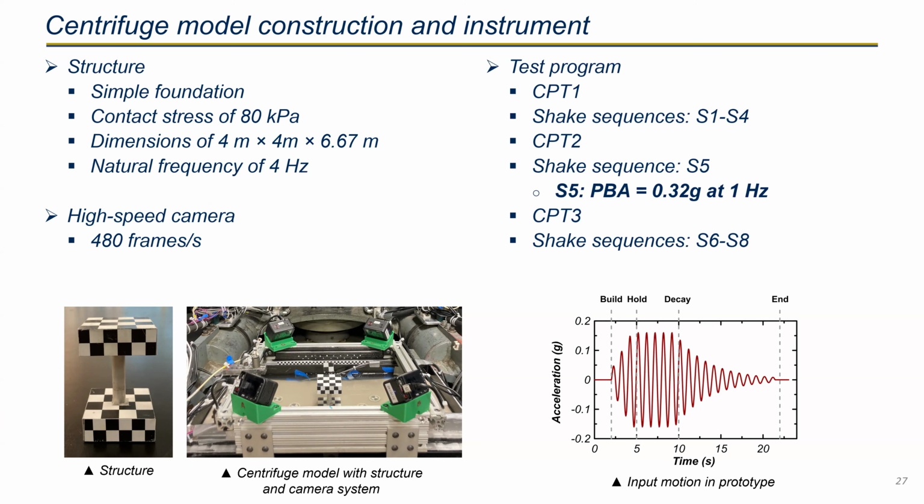And this is the test program. We did 3 shake sets, and we pushed the cone between the shake sets. But here I will show you the result from shake 5, which had a peak base acceleration of 0.32 g with the main frequency of 1 Hertz. And our input motion looks like this. It is a sine wave, but it has 3 building cycles, 5 holding cycles, and 12 decaying cycles to mimic the real earthquake motion in a simple way.